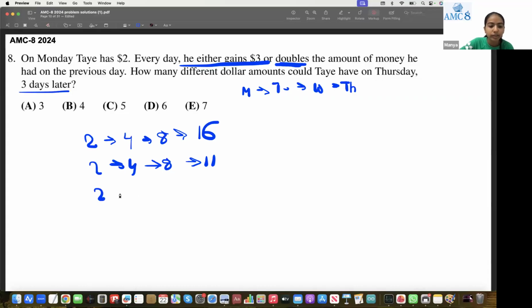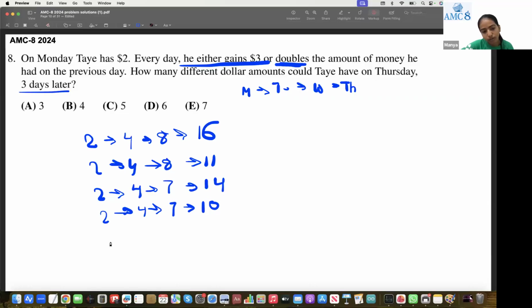And now we can do the same thing again. So we can go from $2 to $4. But now instead of doubling $4, how about we add 3? We can get 7, and now we can double it. $2 to $4. We're just trying to list out every possible way. $7, and now we can add 3.